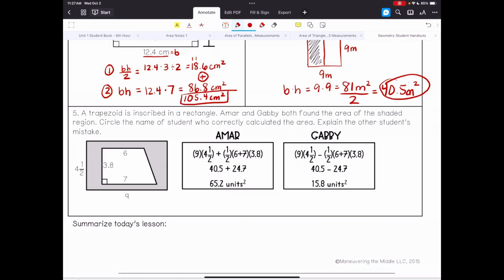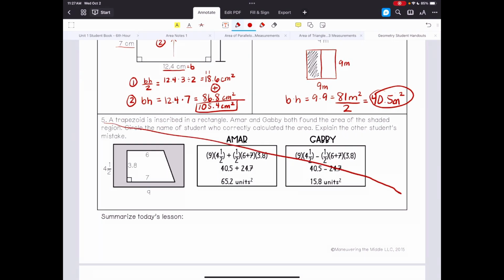Okay, the last one, we're going to cut this one because this has to do with trapezoids and it's got a bunch of fractions and decimals in it, so we're going to skip that one.